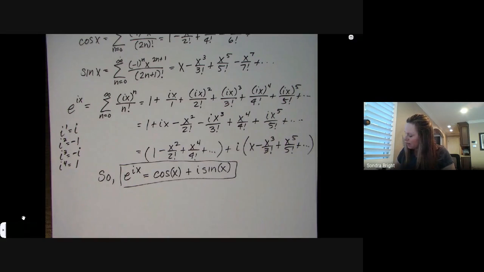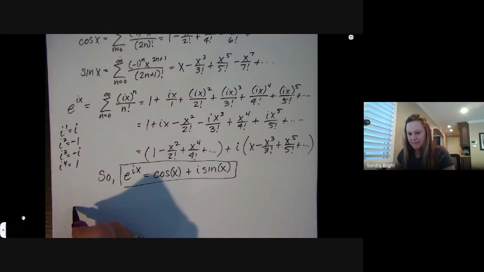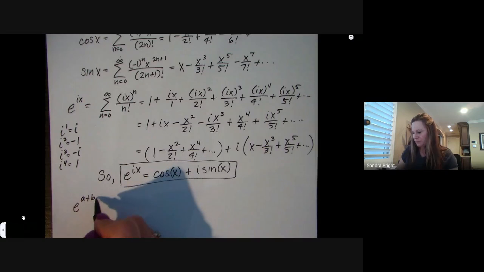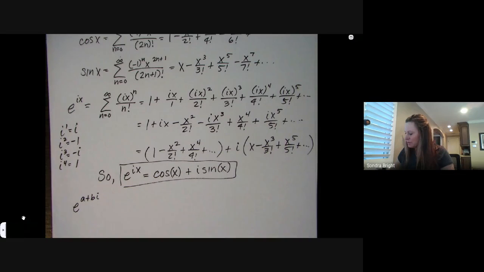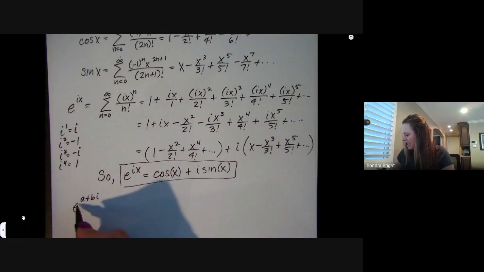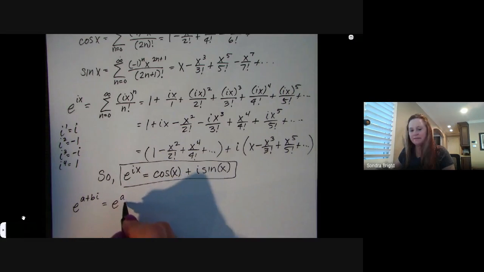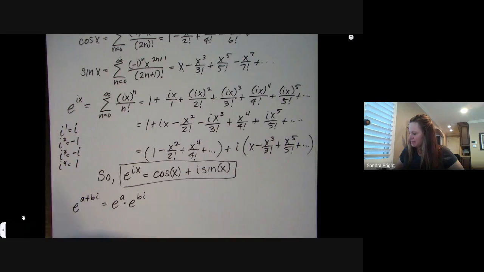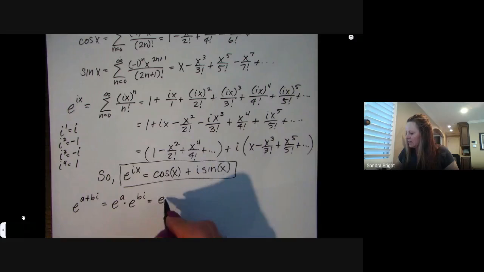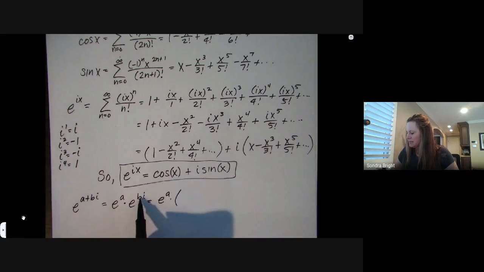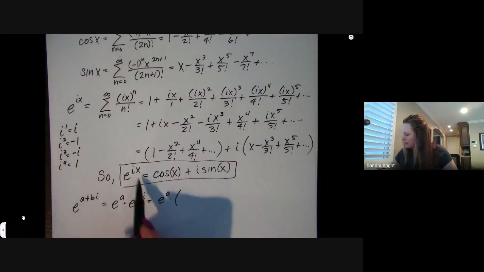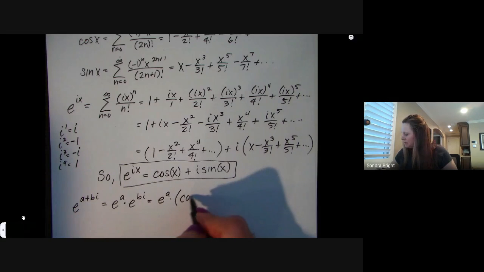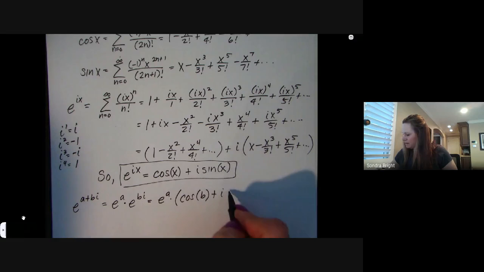All right. So also I want you to remember that if you have e now to the a plus bi, now keep in mind using properties of exponents, this is e to the a times e to the bi, right? They have the same base, keep the base, add the exponents, so that's equivalent. Well, that just means it's e to the a times, now I have e to the bi, which is this guy. Your b is going to be your x, right? So that you've got cosine of b plus i times sine of b.